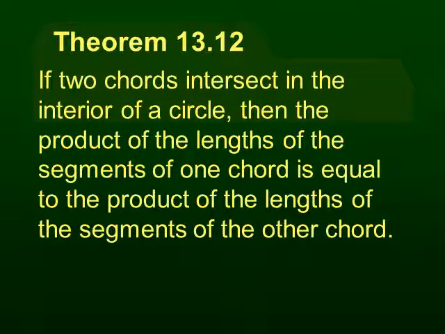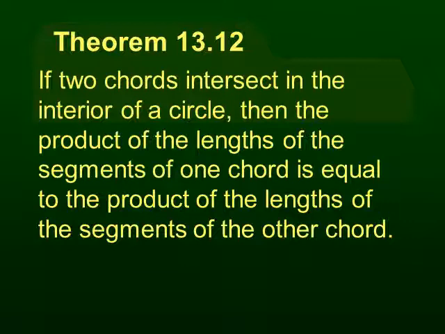Okay, so before we get started, I just want to remind you that back in Chapter 9, we studied chords, secants, and tangents, and we learned how to compute angles formed by intersections of these lines. And when these lines intersect, it's possible to find the lengths of the segments formed by using proportions. So similar triangles is going to help us out a lot here. But the first theorem describing the relationship between intersecting chords of a circle is 13.12.